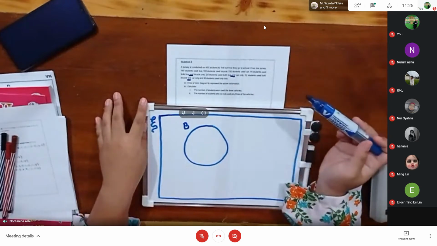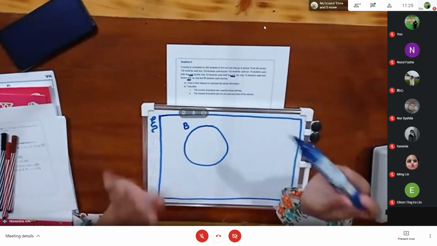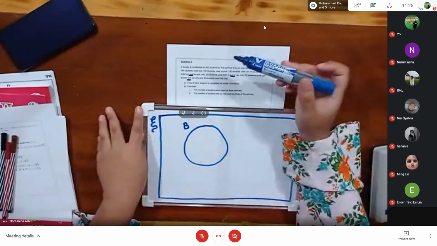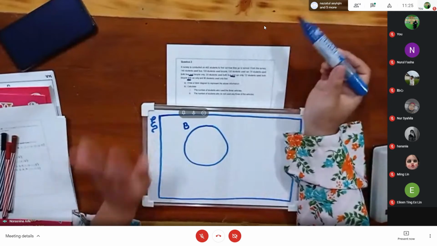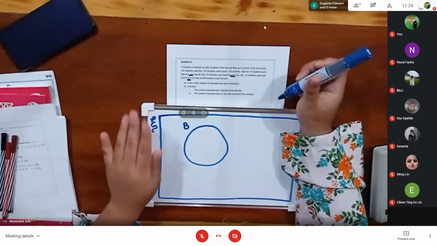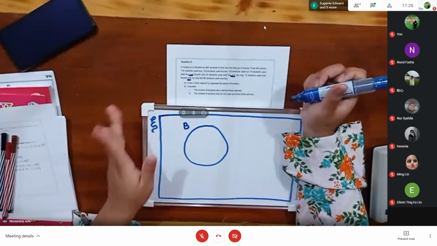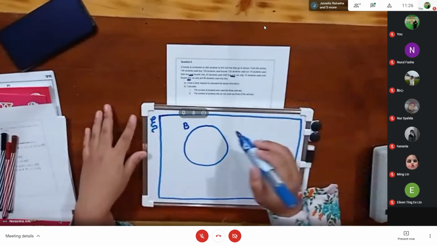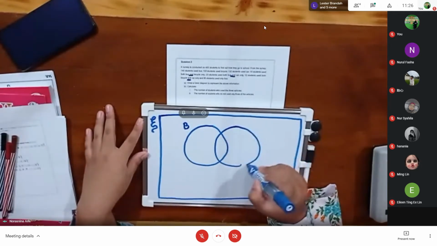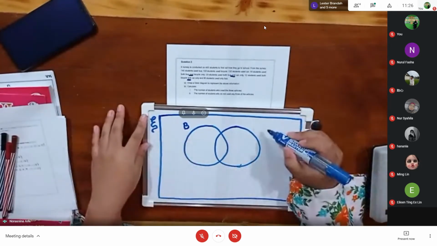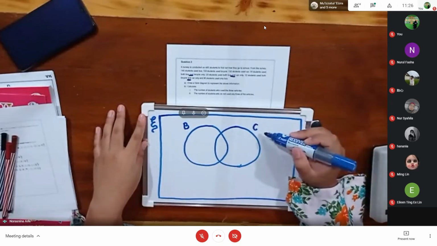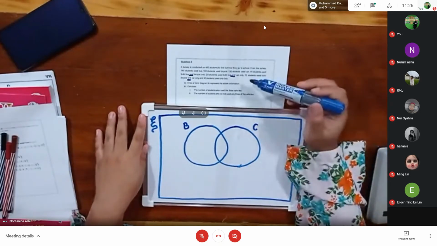Next, I want to draw for the bicycle, but let's see, is there any intersection between bus and bicycle? Okay, so from the question, there is intersection between bus and bicycle because it says 16 students who use bus and bicycle only. So both sets will intersect, and we label this as C. C just now is bicycle.